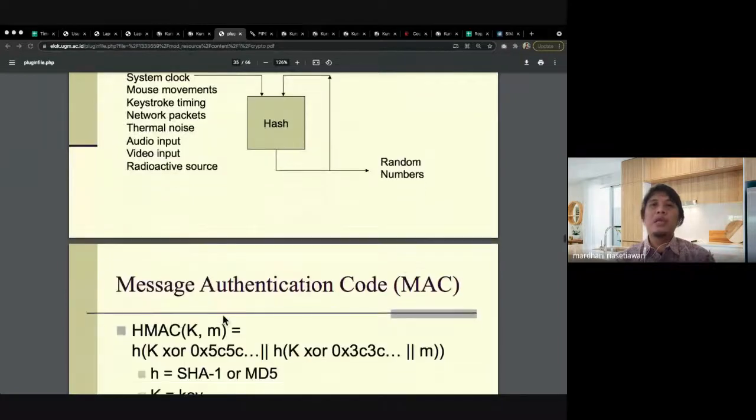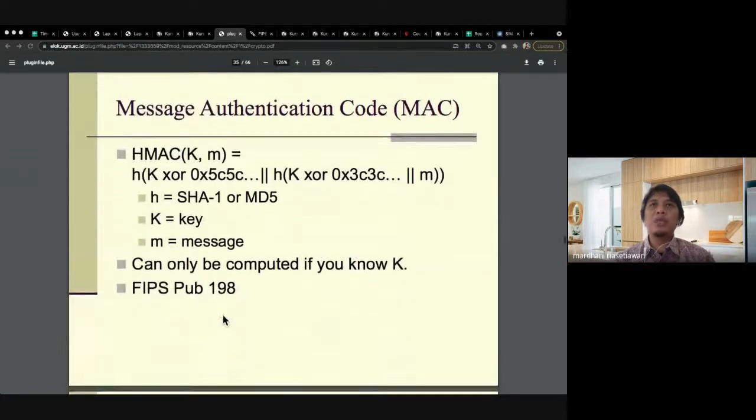And then we also have the message authentication code. It combines SHA or MD5 with the key and the message, and it can only be computed if you know the key. So it means we depend on the key. I think you still remember the importance of the key.